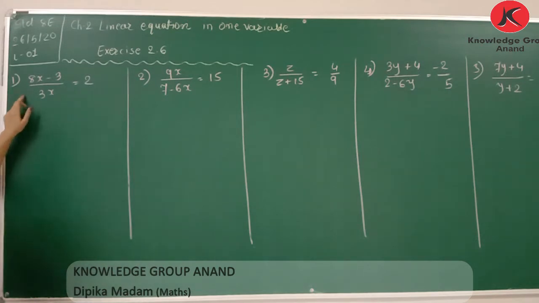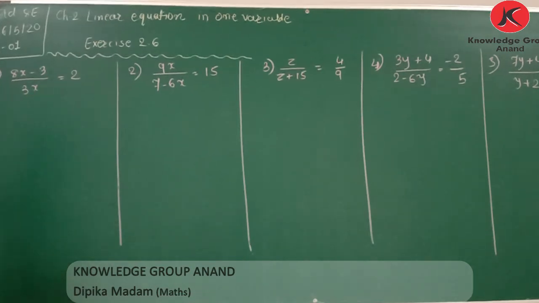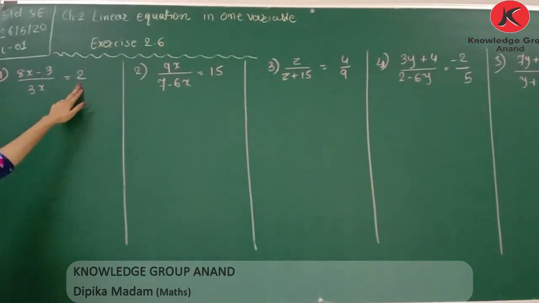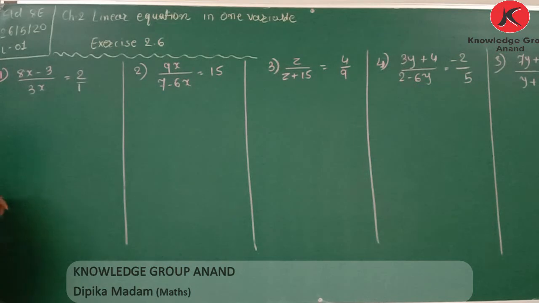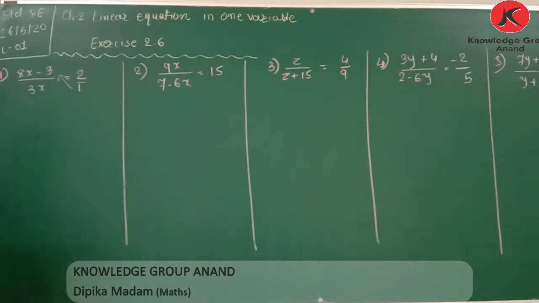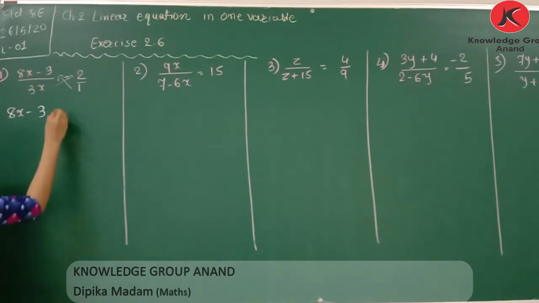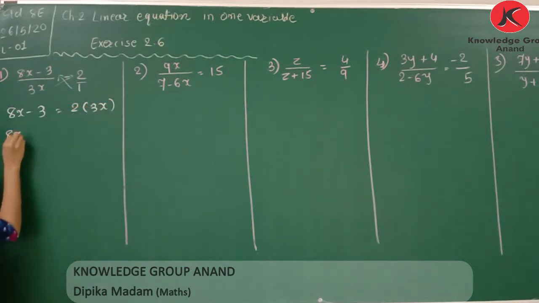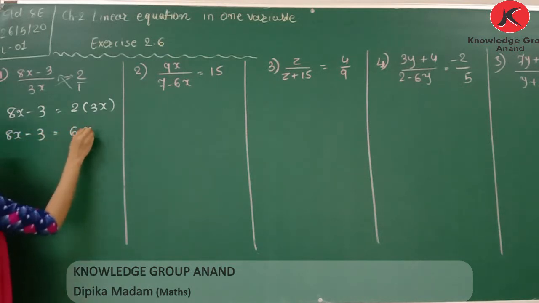So the first example is (8x minus 3) divided by 3x is equal to 2. Now you can see here the denominator is 1, so you need to consider denominator 1. Now cross multiplication. 1 is multiplied with 8x minus 3 and 3x is multiplied with 2. If you multiply 1 with 8x minus 3, it is as it is. 2 multiplied with 3x. Now it will be 8x minus 3 is equal to 6x.